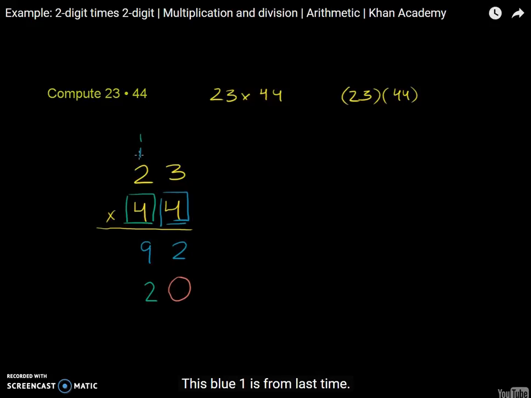Carry the 1. This blue one is from last time. You ignore it now. You don't want to mess that up. That's when we multiplied this 4. So now we have 4 times 2 is 8, plus 1 is 9.